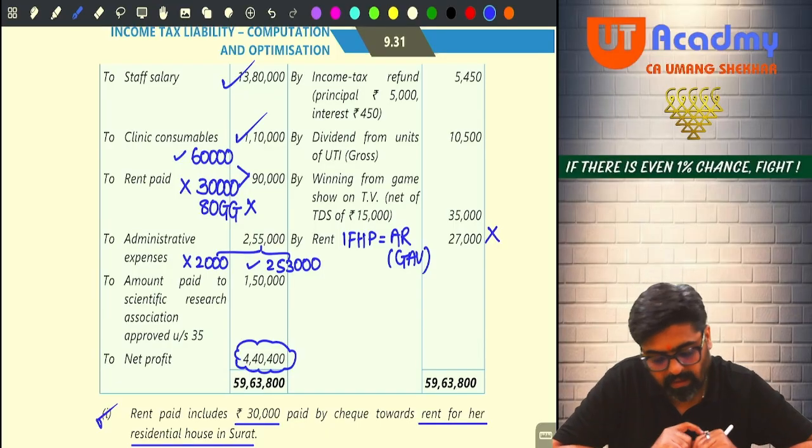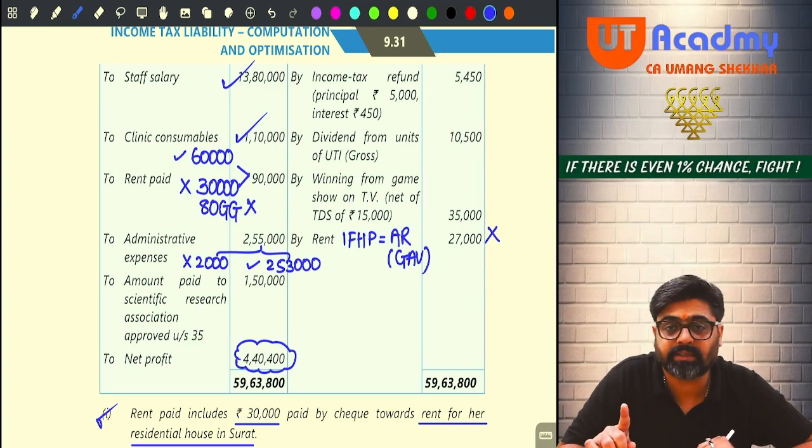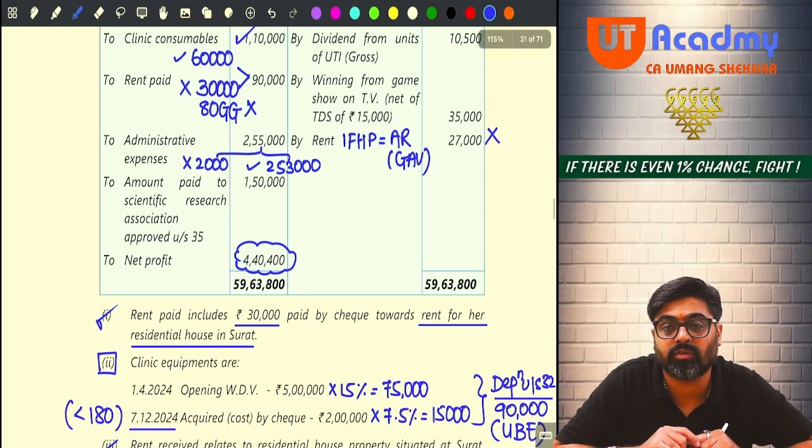Yes or no? Then 90,000, I have already done some adjustments. Administrative expense, already done the adjustment. Now, amount paid to Scientific Research Association. Can I say this is the donation made to Scientific Research Association?